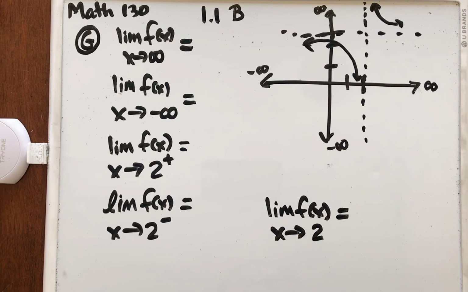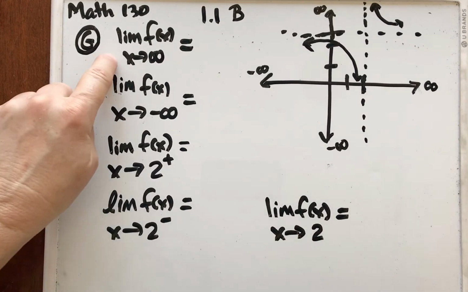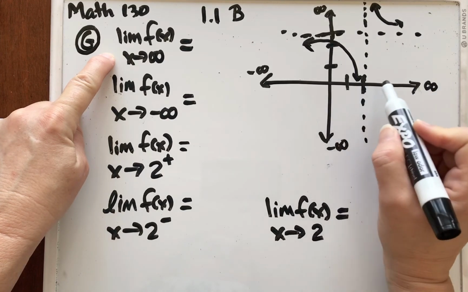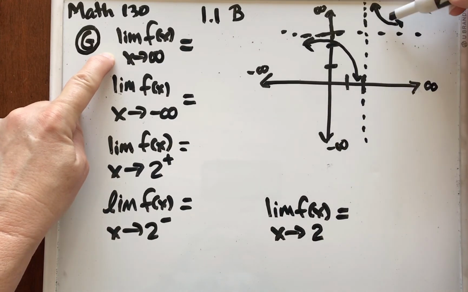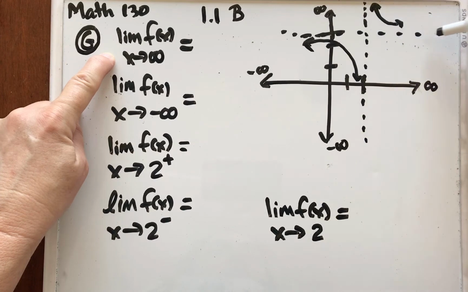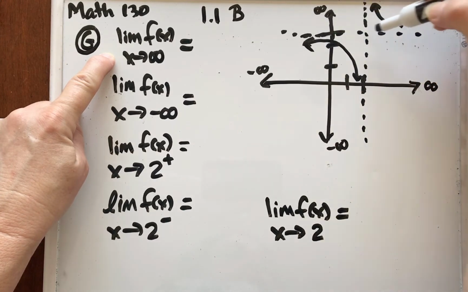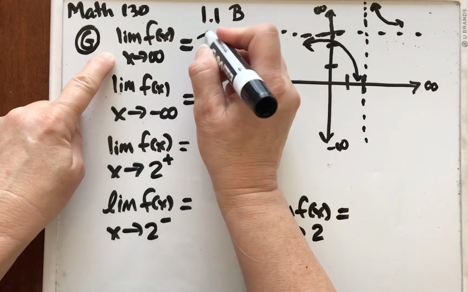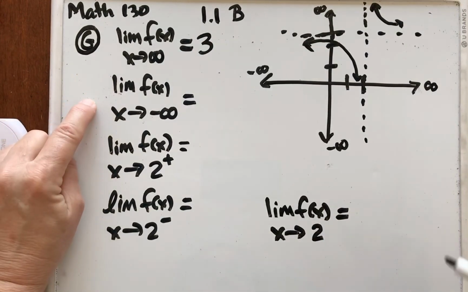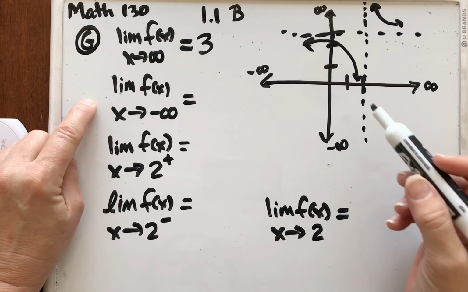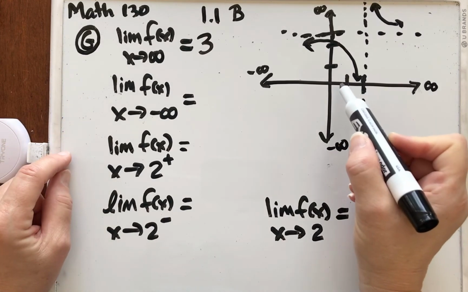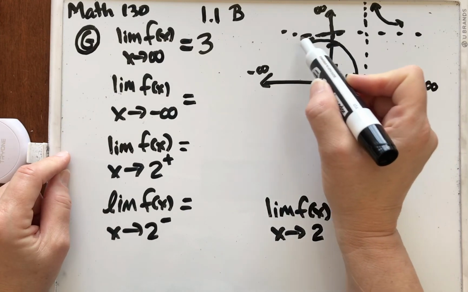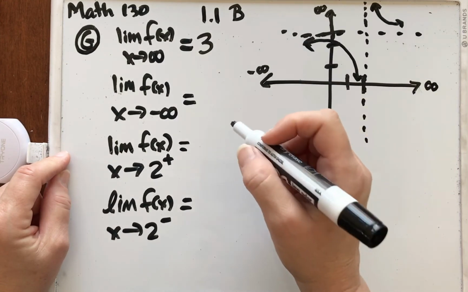Okay, let's see how you did. The limit of f of x as x approaches infinity. So here's infinity. As x approaches infinity, f of x is heading towards this line. And what is the equation of this line? We said it was 3. That's right. So this is 3. All right. The limit of f of x as x approaches negative infinity. So x is going to negative infinity. And where is f of x going? It's also heading towards that line, 3.